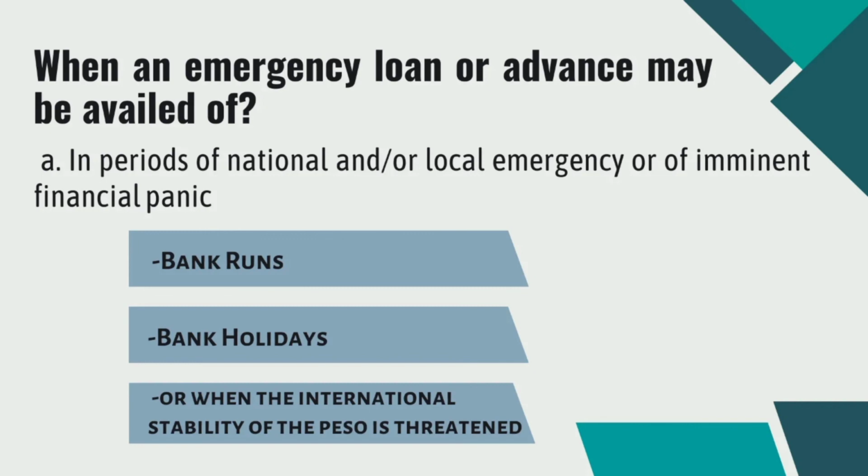Another example is bank holidays. So alam naman natin kapag magpapasko na or New Year, ganyan, maraming tao yung nangangailangan ng pera, pambili ng mga handa or mga decorations and para sa mga inaanak. So, dahil doon, yung mga taong may pera sa bangko is i-withdraw nila yung mga pera nila. At dahil nga holiday season, yung mga tao is sabay-sabay yan na magwi-withdraw. Ibig sabihin, kapag maraming magwi-withdraw, mas maraming pera ang kinakailangan ng bangko. And last example for this is when the international stability of the peso is threatened.